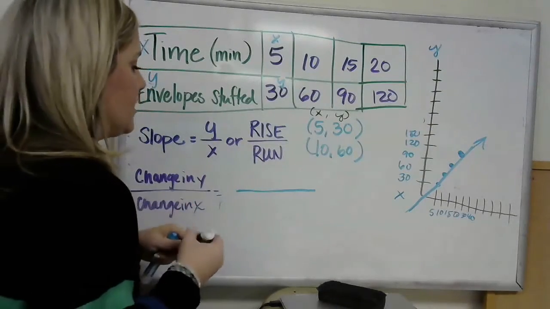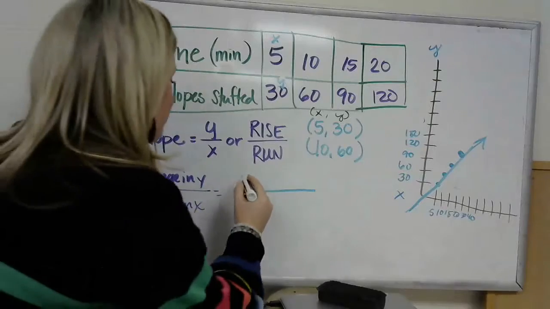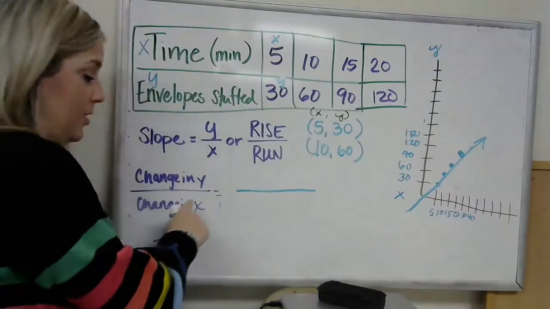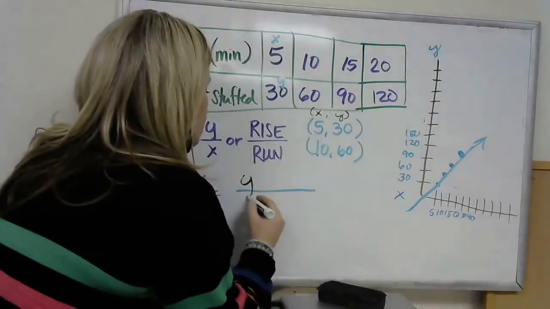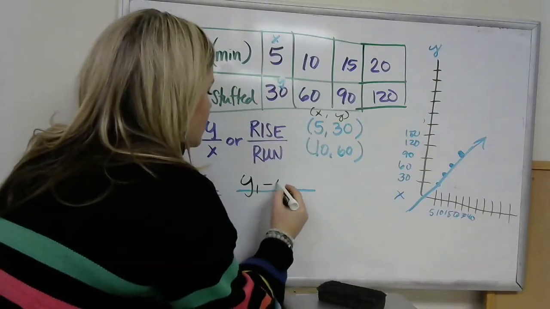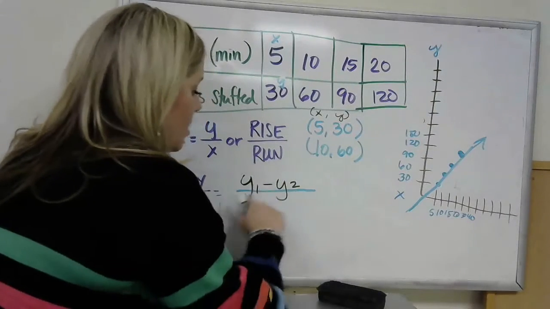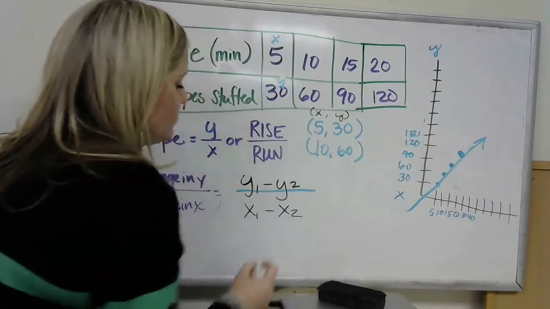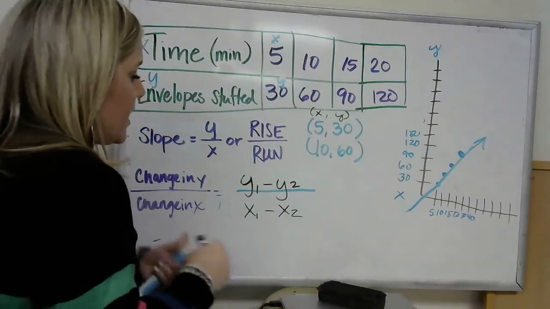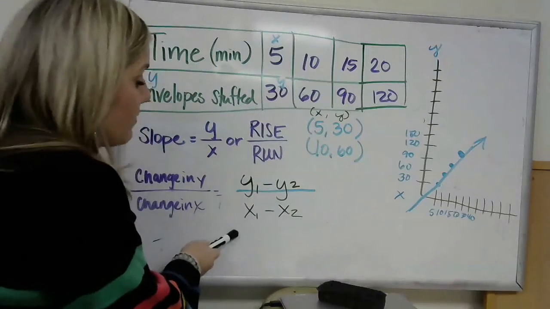So our change in Y. Here's what you do. You're going to want to write this formula down. You may want to put change in Y over change in X. Y1 minus Y2 over X1 minus X2. Okay? If you have Y1 first, you better have X1 first.